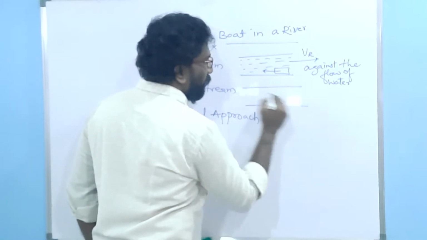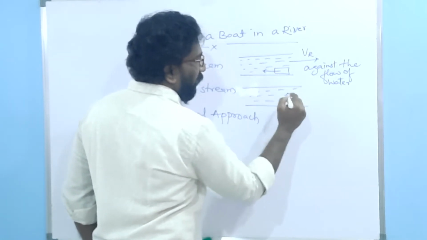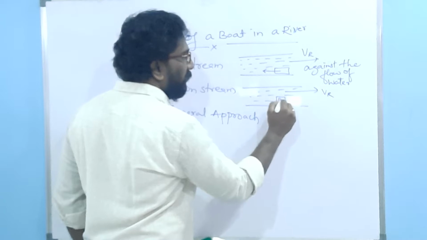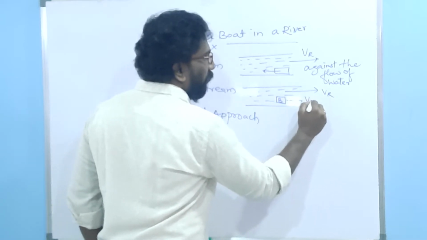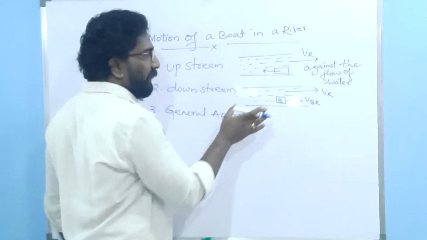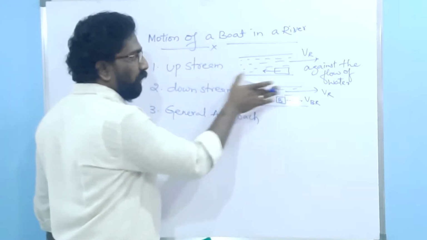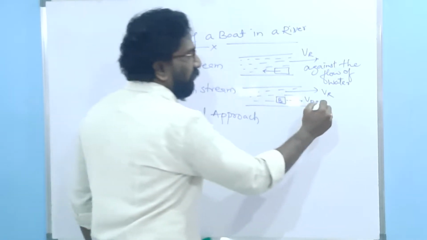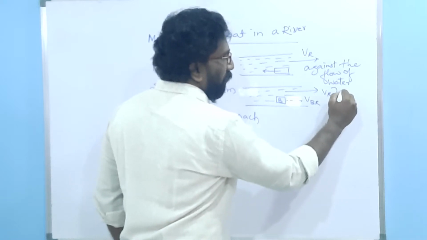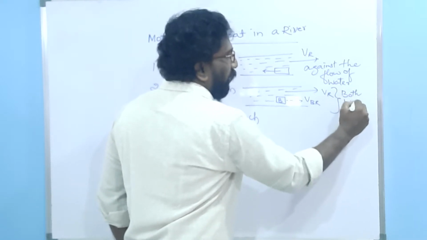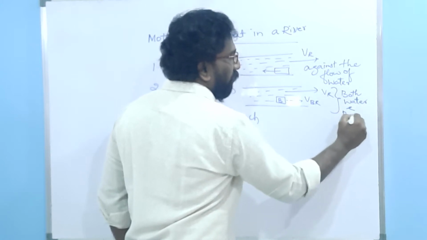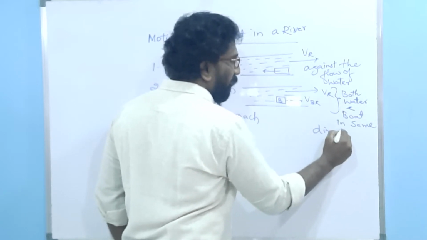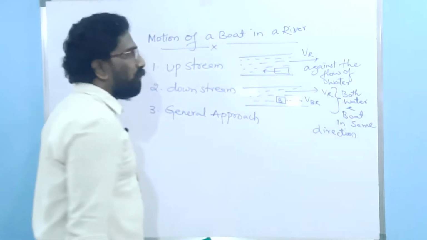When you talk about downstream, if this is the flow of water, the velocity of the water, and the boat is traveling in the same direction, then since both the water and the boat are moving in the same direction, we call it a downstream motion. If both are in the same direction, we call this kind of motion a downstream motion.